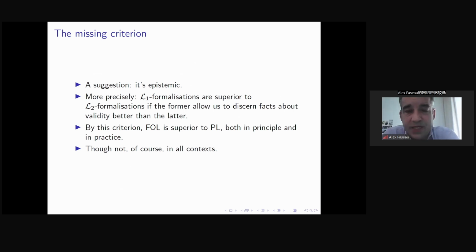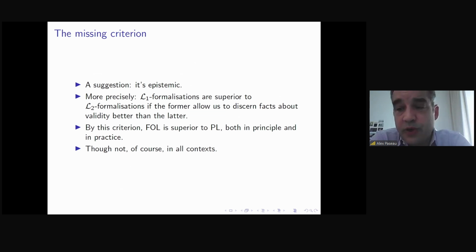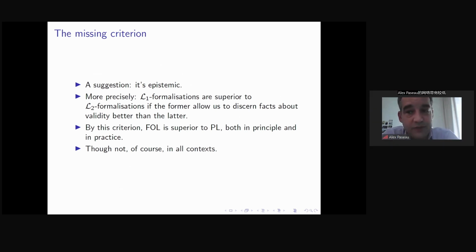More precisely, L1 formalizations are superior to L2 formalizations if the former allow us to discern facts about validity better than the latter. Okay, so the other criteria were not epistemic. The first criterion was capturing implication, and capturing implication does not look like it's epistemic. You've got an implicational structure on the one hand, and you're trying to capture it with an implicational structure over here on the right. Whether anyone is able to know it or not, you're just trying to match one structure with another. Similarly, respecting grammatical form doesn't look epistemic.